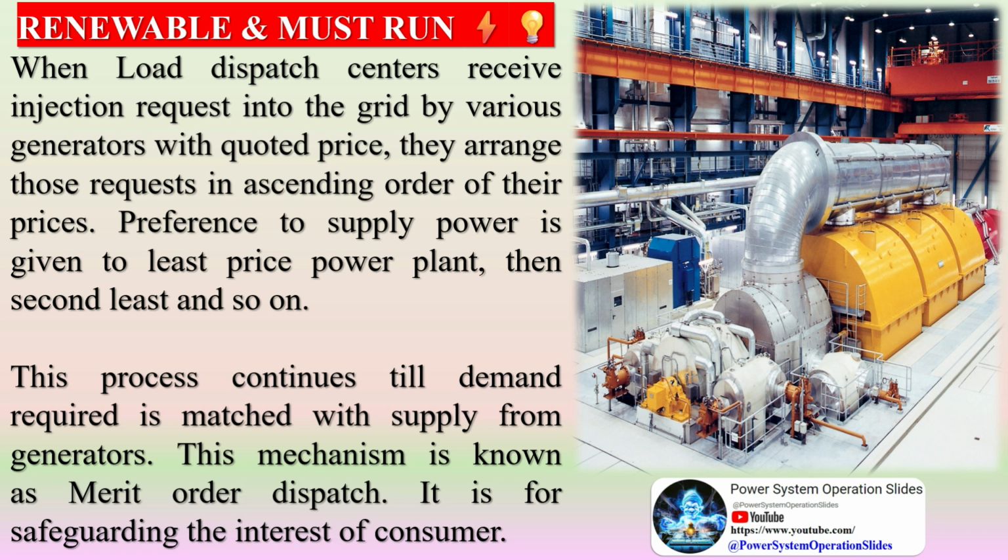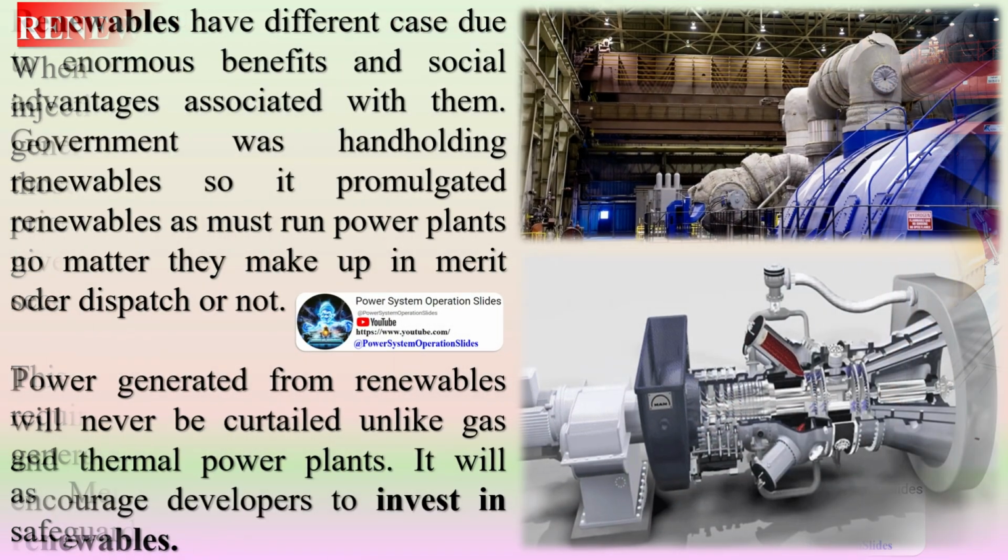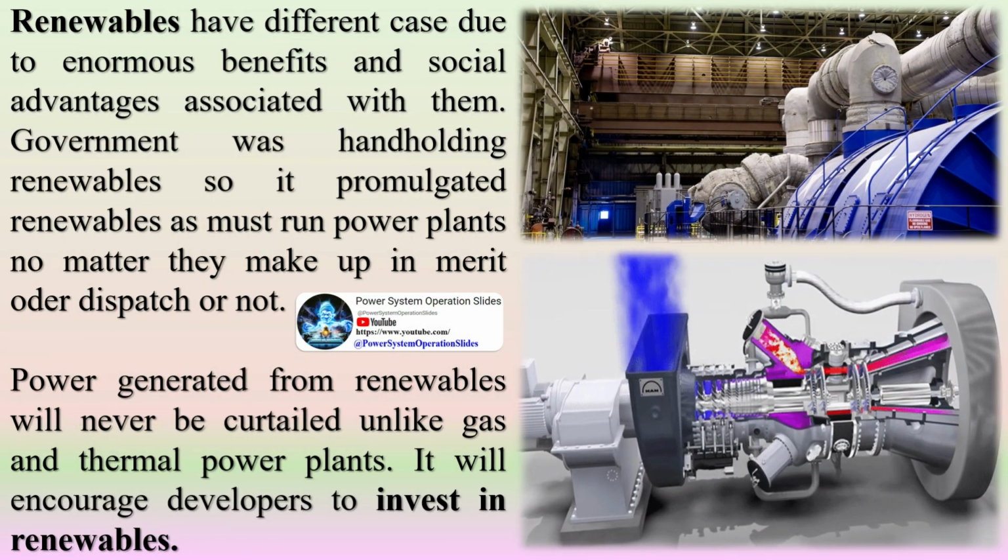When load dispatch centers receive injection requests into the grid from various generators with a quoted price, they arrange those requests in ascending order of their prices. Preference to supply power is given to the least price power plant, then the second least, and so on. This process continues till the demand required is matched with supply from generators. This mechanism is known as merit order dispatch. It is for safeguarding the interest of the consumer.